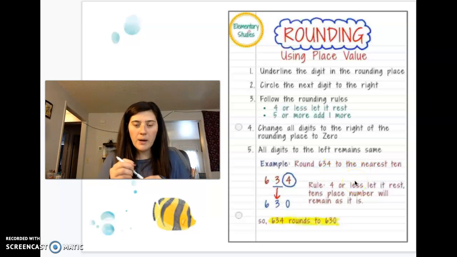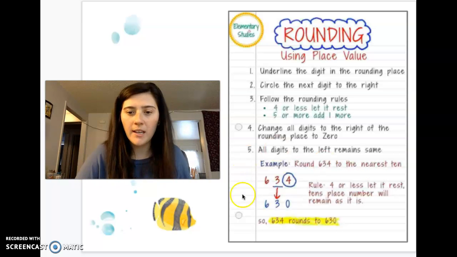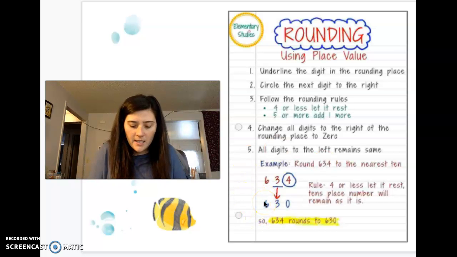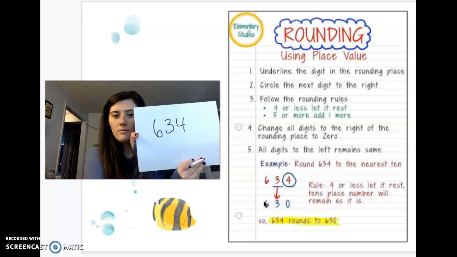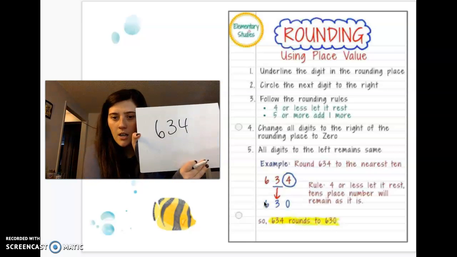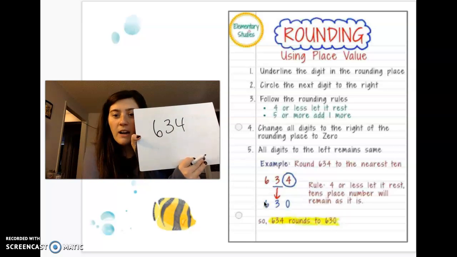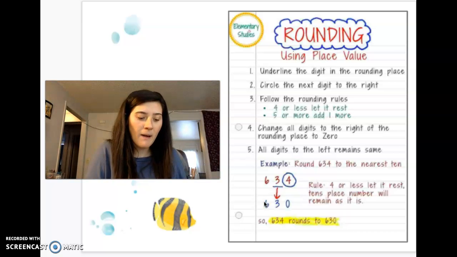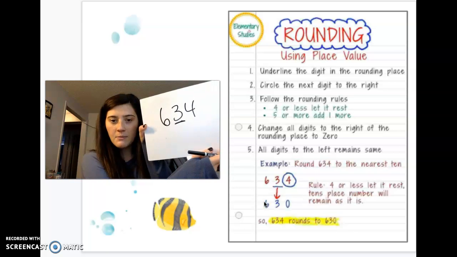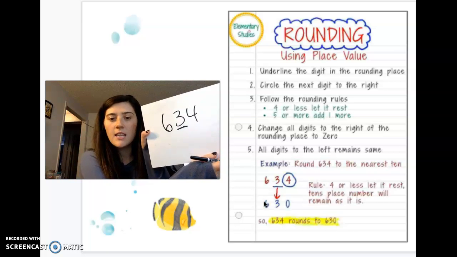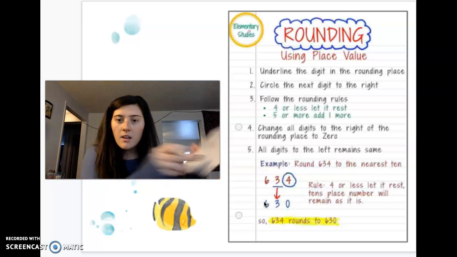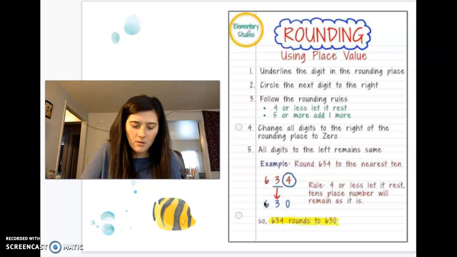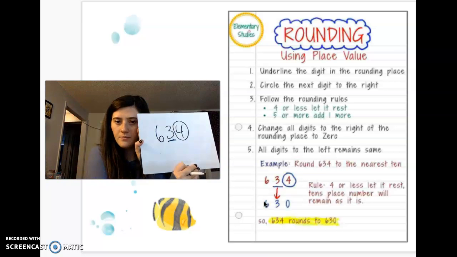So I'm going to just break it down for you. They did it a little bit right here. So my number is 634. So there's my number. So first, if we wanted to round to the nearest 10, I know that my 3 is in my tens place. So I'm going to underline my 3 in the tens place. Then I'm going to circle the next digit to the right. So I'm going to circle my 4.